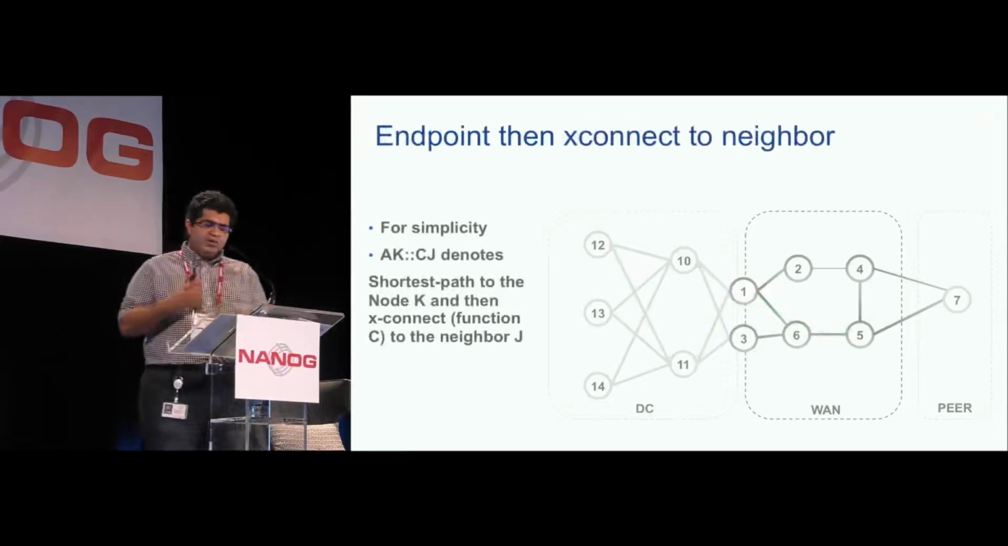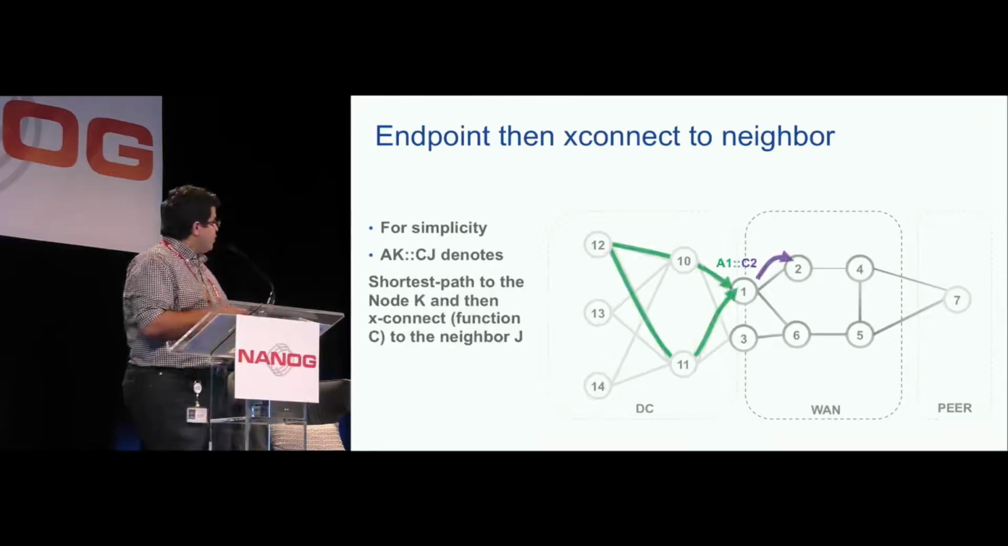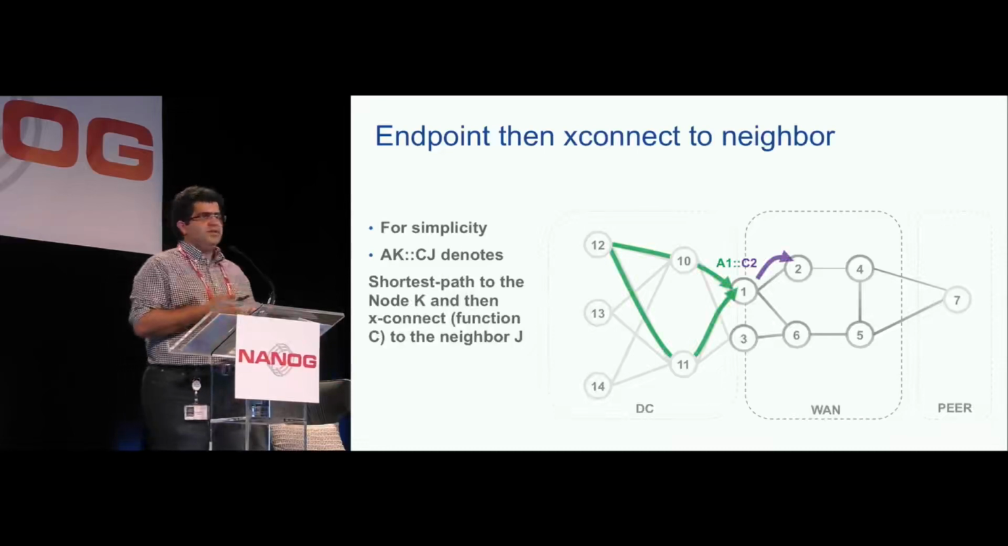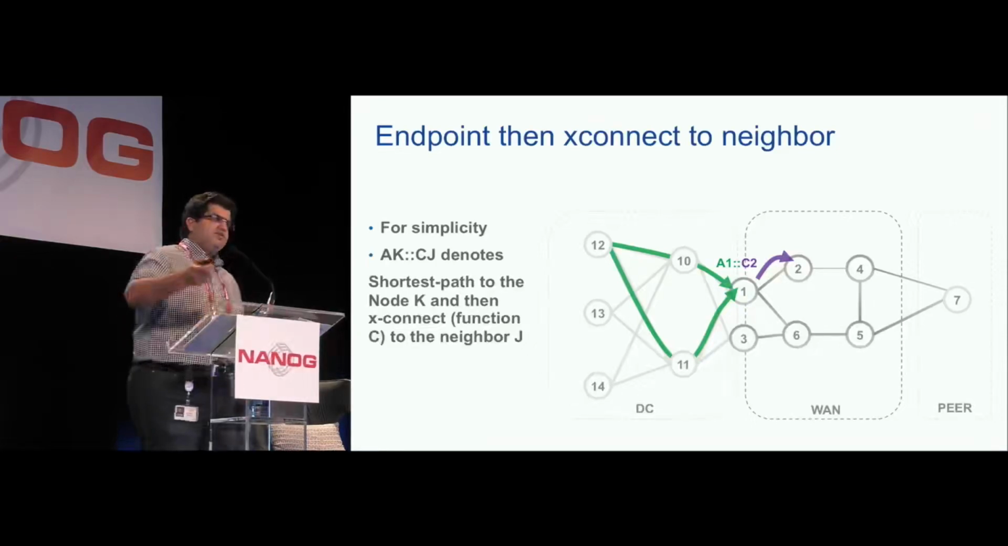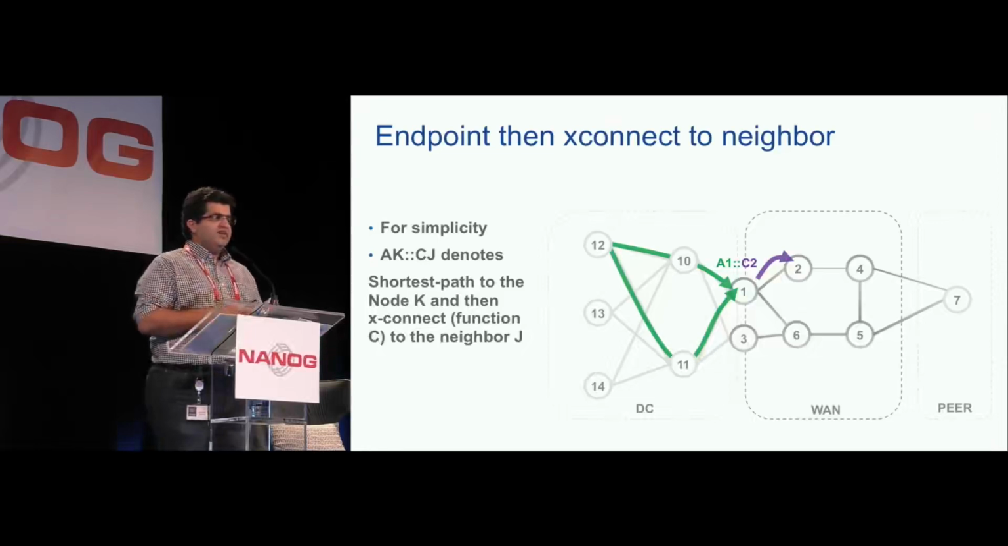Let me introduce a new construct, which is endpoint with cross-connect to a particular neighbor. In this particular case, we call it end.x. Here we have go to a node. If you look at the SID here, the SID is A1::C2. So go to node A1, and then A1 recognizes that it's actually a function which is locally configured. That function will be C2, which means cross-connect to the neighbor 2. Instead of taking a shortest path, it will actually cross-connect to it. So there is no IP routing happening anymore. It's just cross-connecting from 1 to 2.